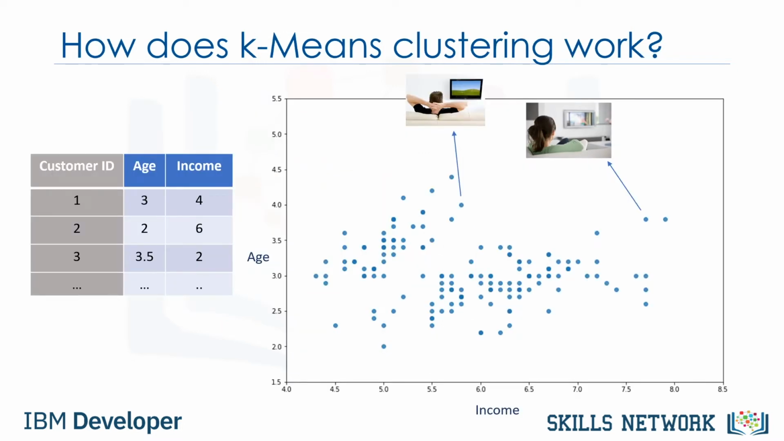Now, let's see how k-means clustering works. For the sake of simplicity, let's assume that our dataset has only two features, the age and income of customers. This means it's a two-dimensional space. We can show the distribution of customers using a scatter plot. The y-axis indicates age, and the x-axis shows income of customers. We try to cluster the customer dataset into distinct groups, or clusters, based on these two dimensions.